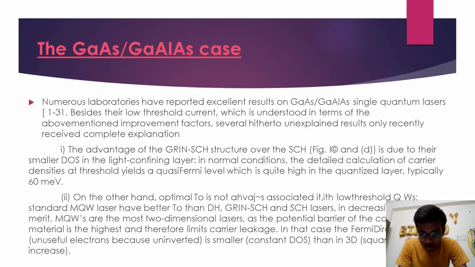MQWs are the most two-dimensional lasers, as the potential barrier of the confining material is the highest and therefore limits carrier leakage. In that case, the Fermi-Dirac tail of unuseful electrons, because uninverted, is smaller, with constant DOS than in 3D.